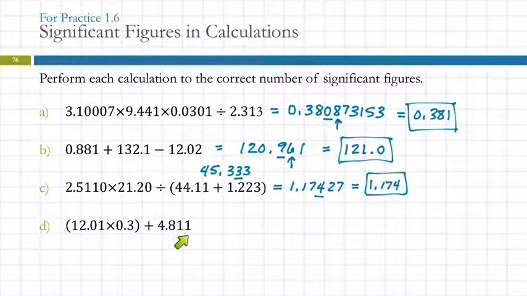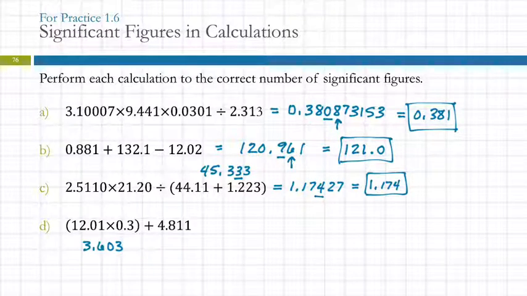$12.01 times 0.3 plus 4.811. Adding and multiplying use different rules, and so we have to apply those rules separately. So I'm going to look at the product here, 12.01 times 0.3. When I do that math, I get 3.603.